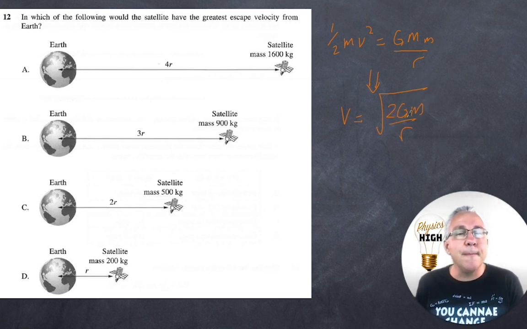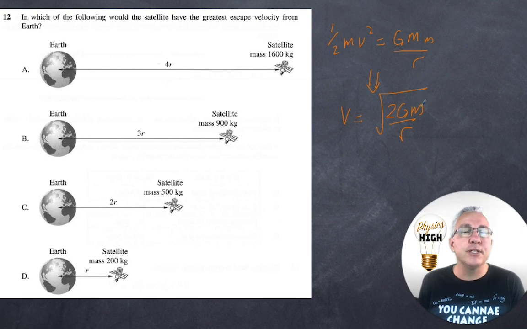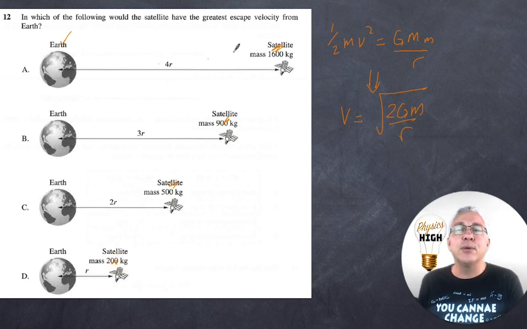Now, what is this m? This is the mass of the central planet. That is, it is our Earth. What's not there? The mass of the satellite. So this velocity value is independent of the mass. So who cares about the satellite's mass? We don't need it. The only variable we're interested in is r. Now we want the greatest escape velocity. Well, I need a small r, so therefore D is the answer.